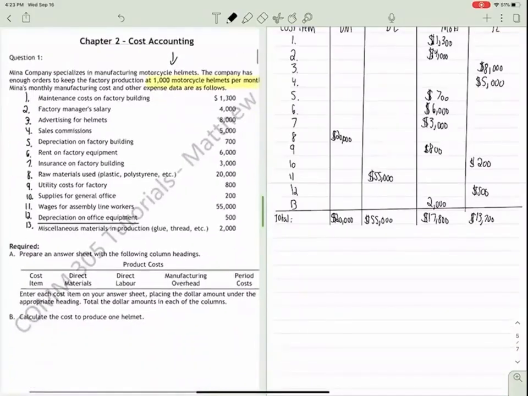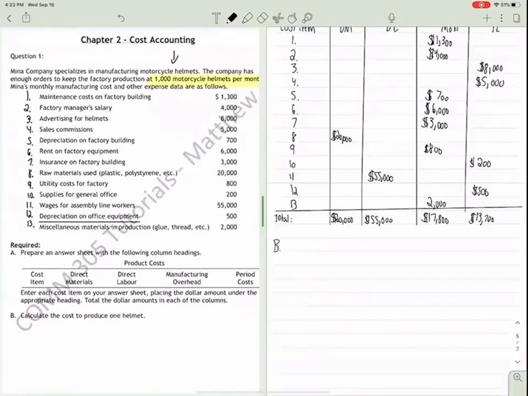Now, guys, for part B, find me the cost of producing one helmet. Okay, I'm going to give you guys two minutes. All right, at 4:25, we're going to solve that together. Go. All right, guys, time's up.